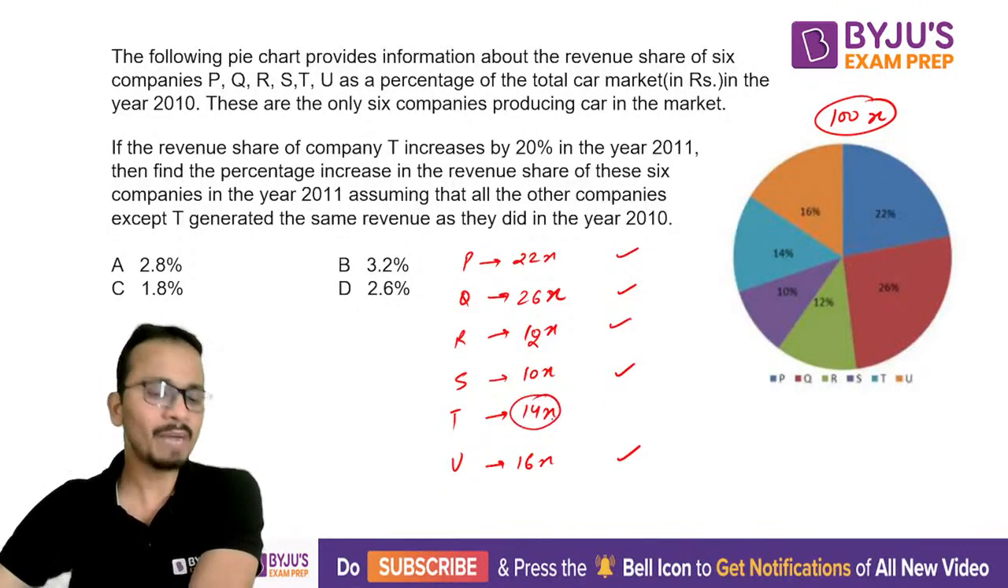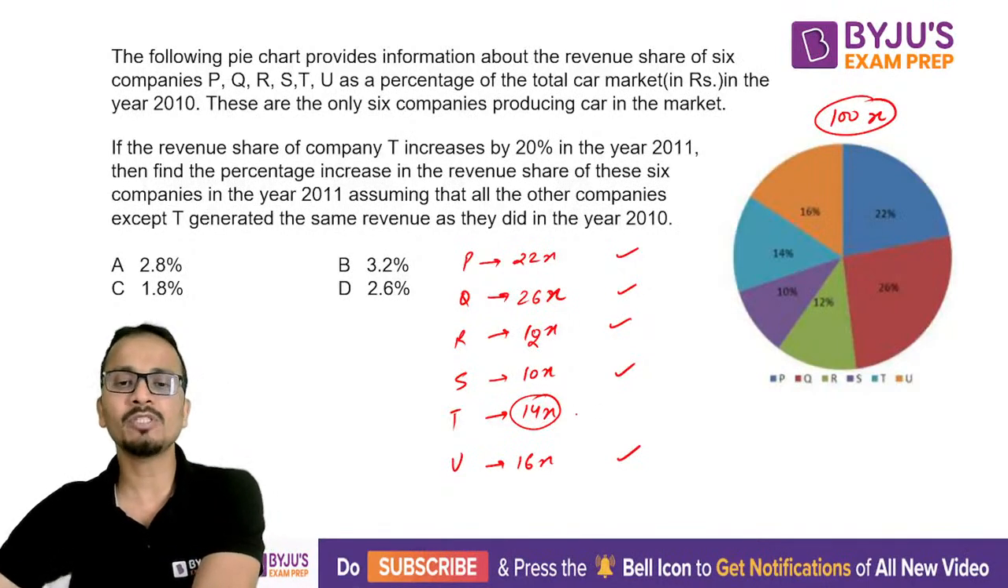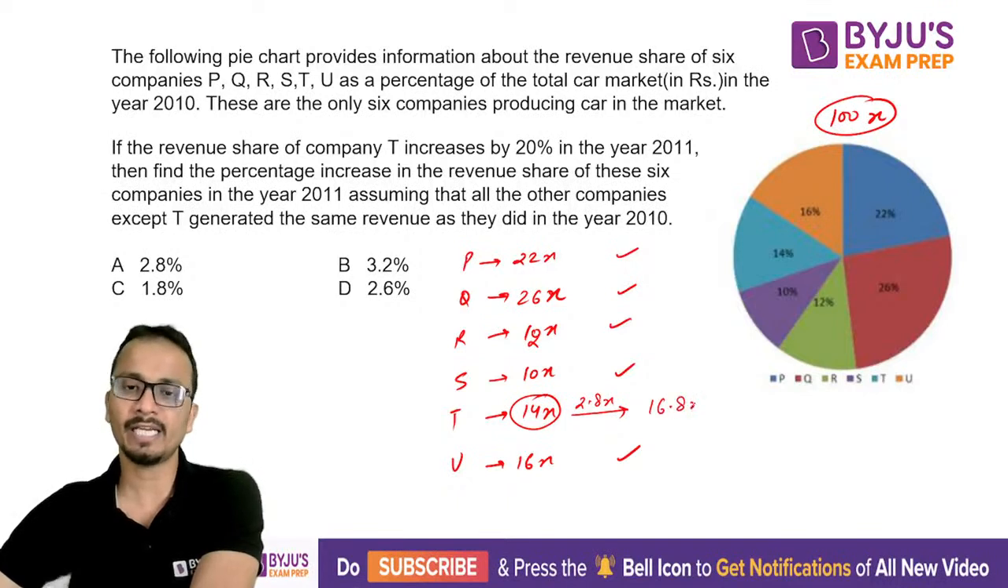But there is an increase by 20% in the value of T. So 14x को मैं 20% से increase करूंगा. That means 20% of 14x will be 2.8x and this value will become 16.8x.